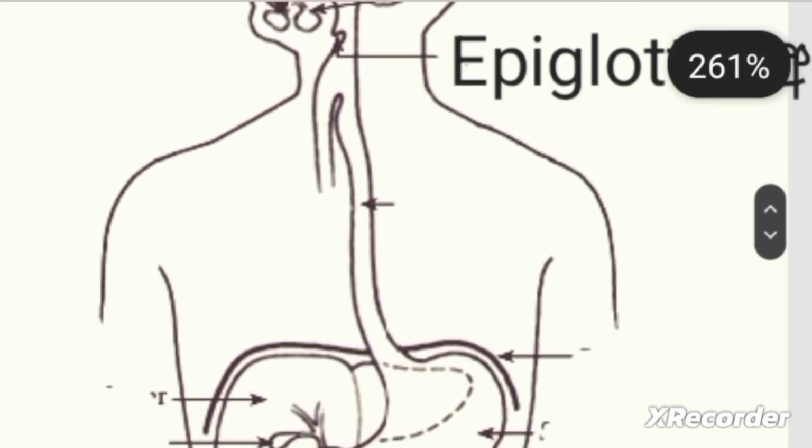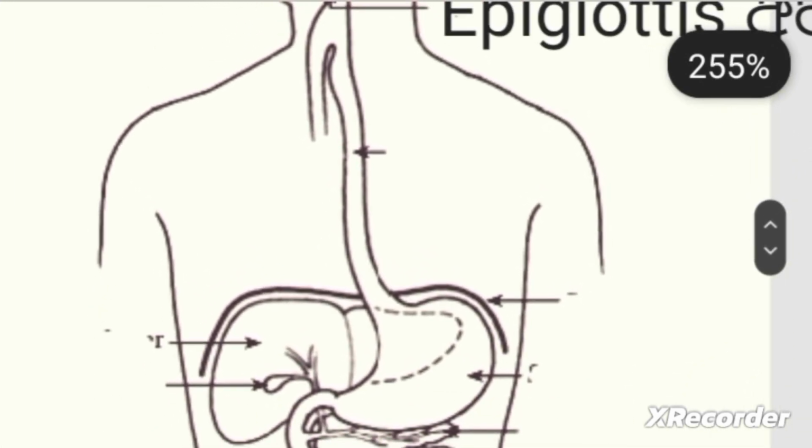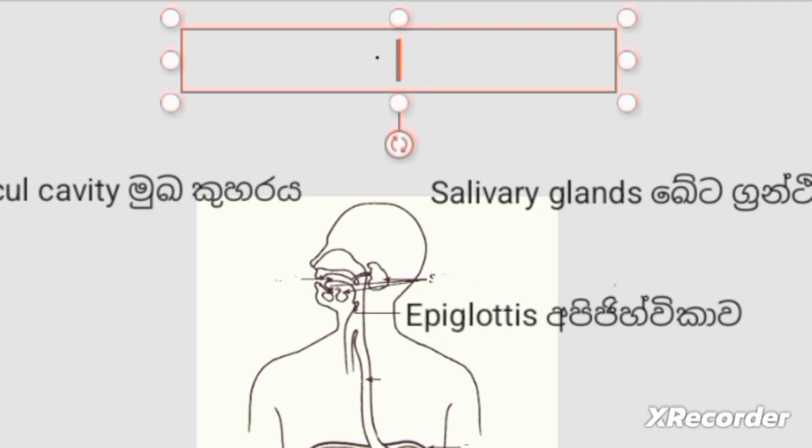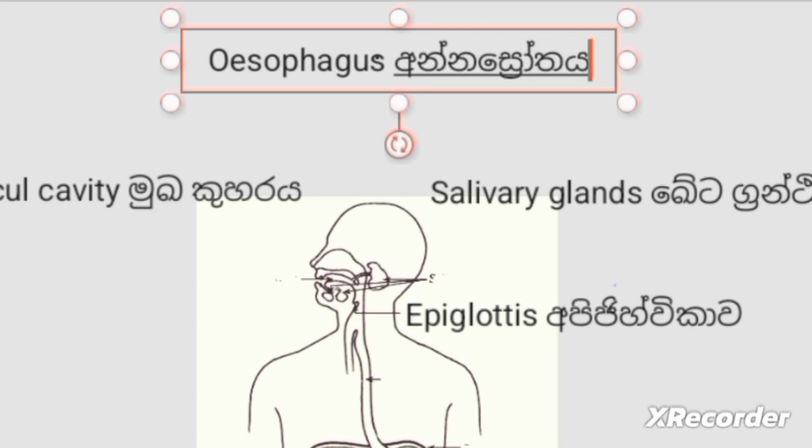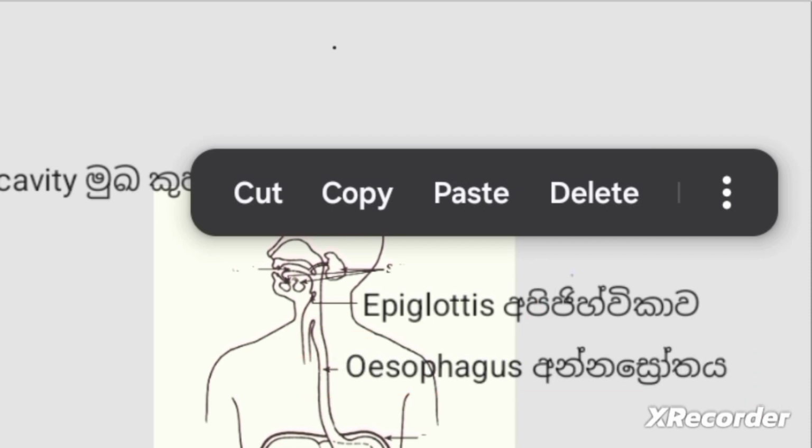Then this tube-like structure is the esophagus, spelled O-E-S-O-P-H-A-G-U-S. Here there is the letter O, but it is silent, so we pronounce this as esophagus. In Sinhala we call it annashrodaya. We can label it as esophagus.